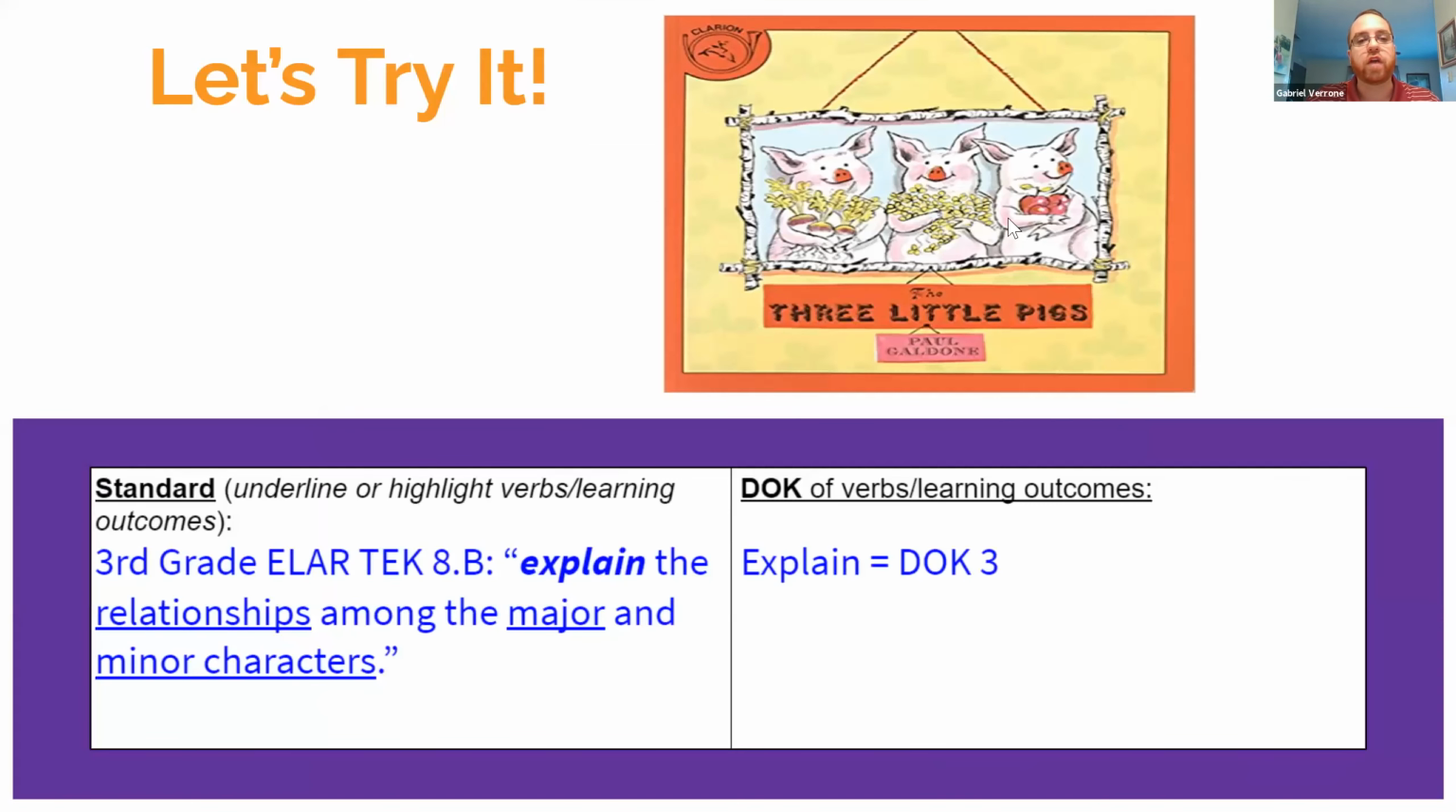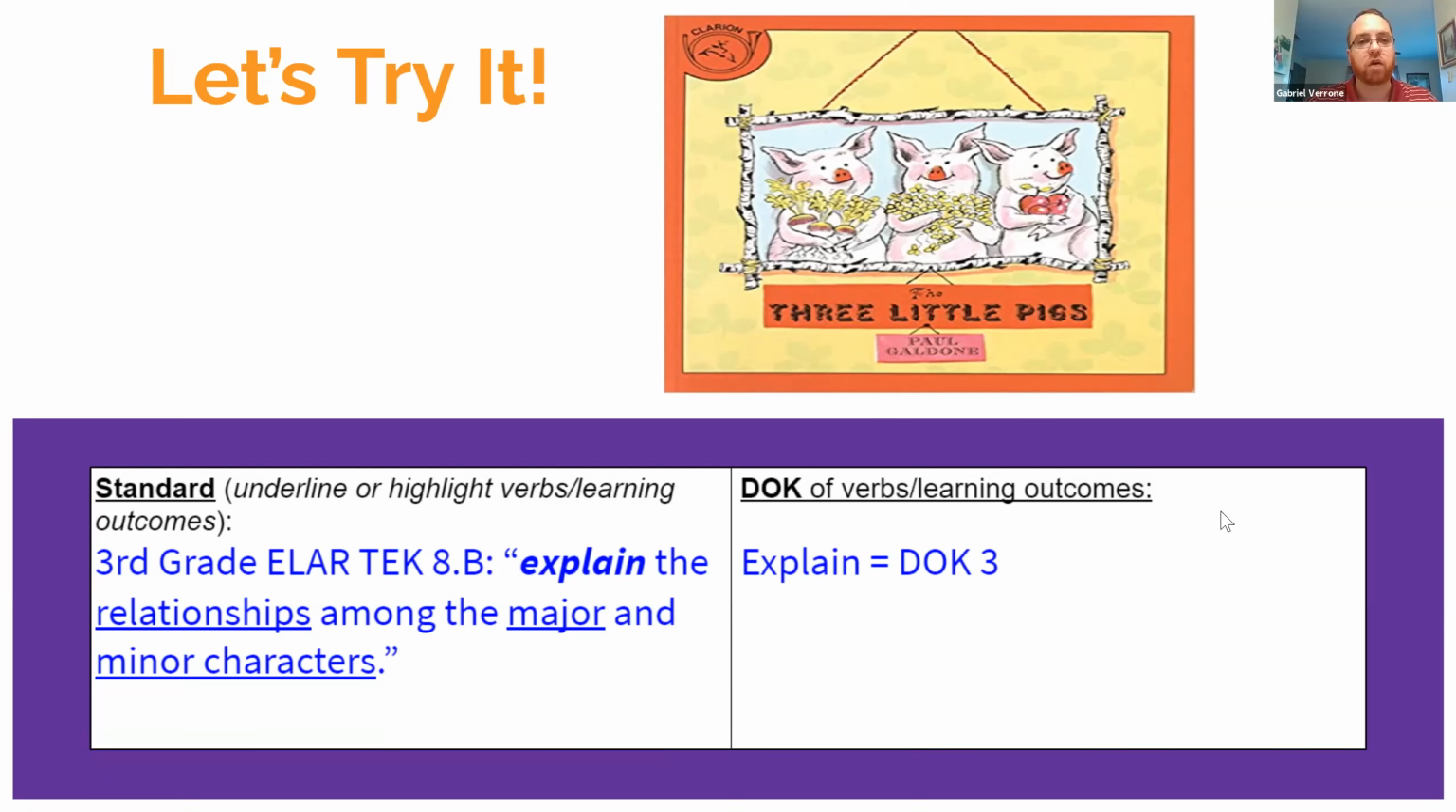So we're going to use a story everyone's familiar with, The Three Little Pigs. If I was doing 3rd grade ELA TEK 8B, explain the relationships among the major and minor characters, you find explain at DOK 3. So it's not the hardest, but it is a relatively difficult question. Notice I've highlighted explain, and then the relevant vocabulary is relationships, and then major and minor characters.